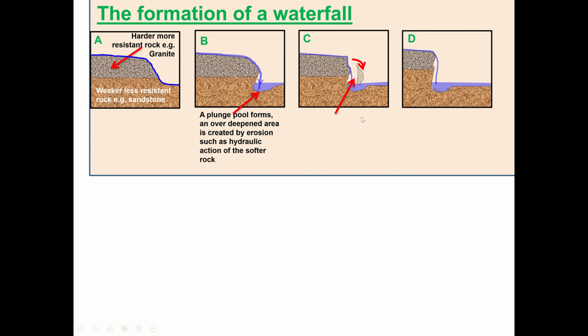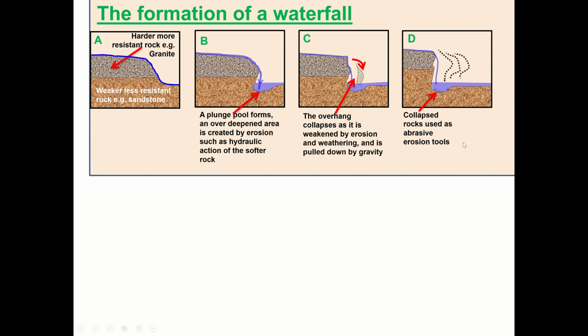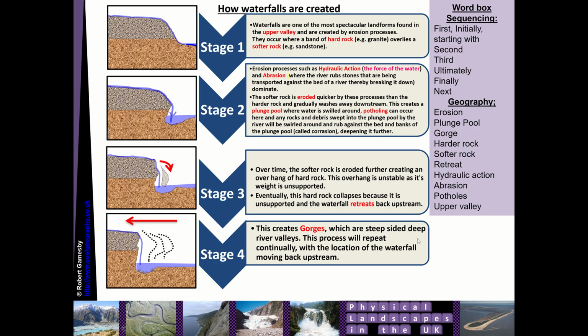Eventually, that will collapse, and will be further weakened by erosion and weathering, and is pulled down by the force of gravity. And what that means is we've got the collapsed rock that can be used as even greater abrasive tools, and the waterfall will slowly retreat back upstream, and that creates a feature called a gorge.